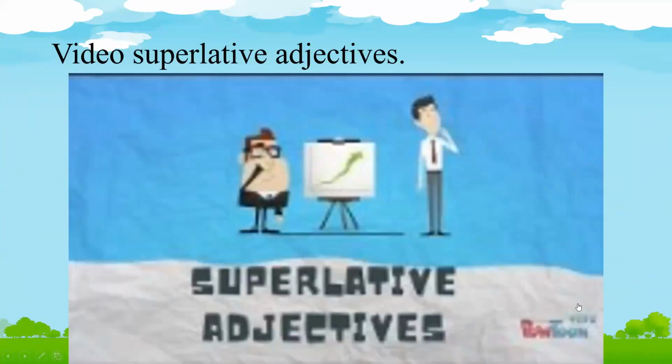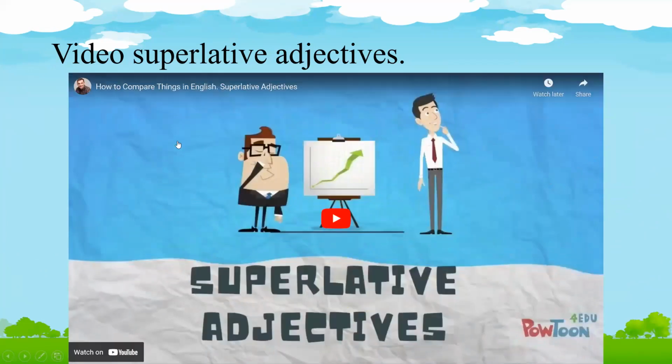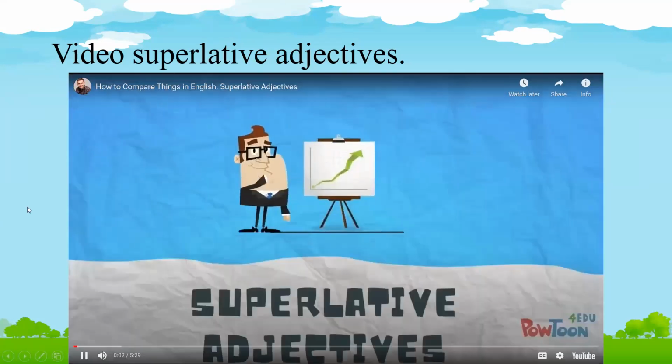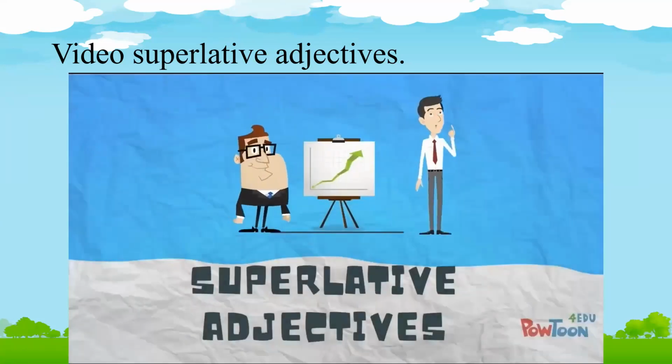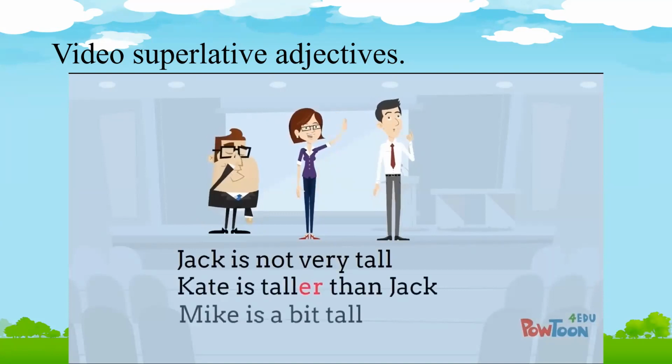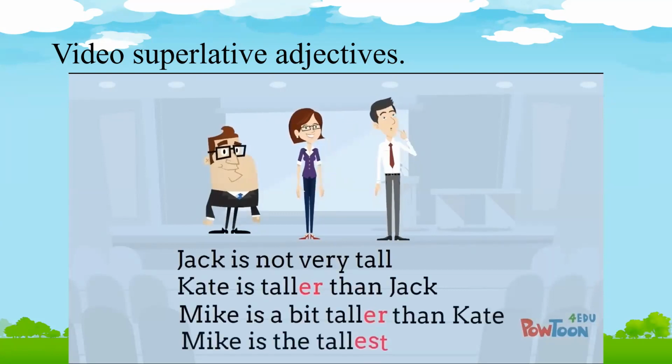Okay, and the last video is superlative adjectives. This is the second video about the degrees of comparison in English, this time superlative adjectives. Jack is not very tall. Kate is taller than Jack. Mike is a bit taller than Kate. So Mike is the tallest.